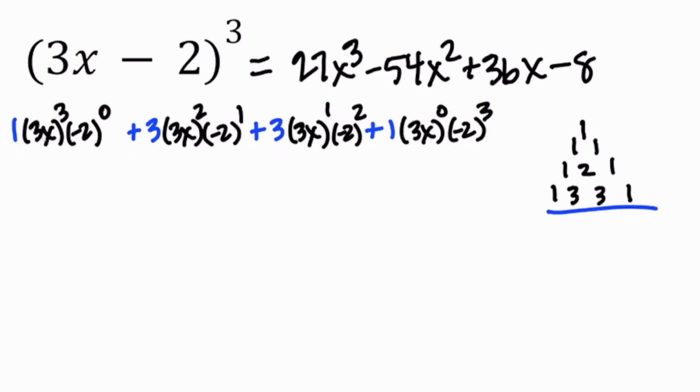Okay, so I'll have 3 to the third, x to the third is 27x cubed. If I have 3x and I square that, I'll have 3 squared and x squared. That's 9x squared times 3 is 27x squared times negative 2 is negative 54x squareds, and then, okay, 3 times 3 is 9x times 4 is 36x.